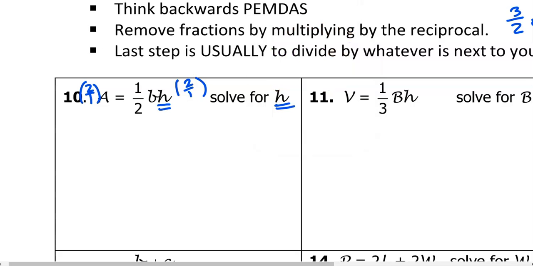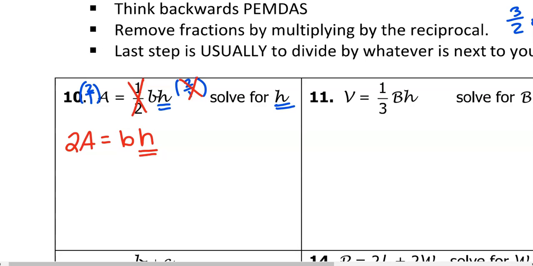Okay, that moves it, so it's no longer here. But my other side is now 2A, and we're left with BH on the other side. If you want to keep underlining the variable you're trying to get by itself, each step, so it sticks out to you, go for it. So now I have a B still attached to my H. What's wrong, Savannah? What's wrong?